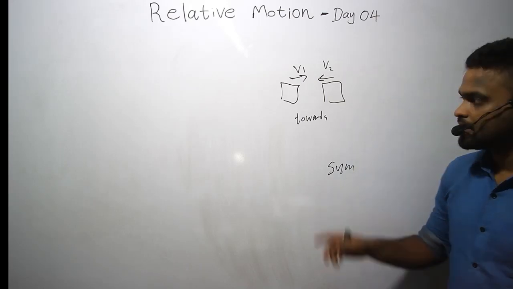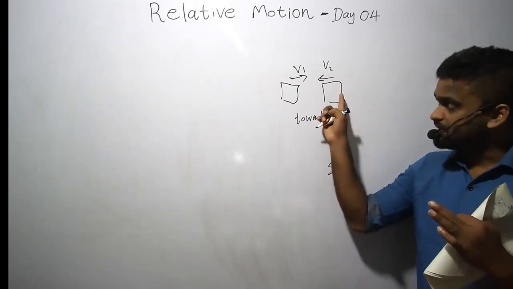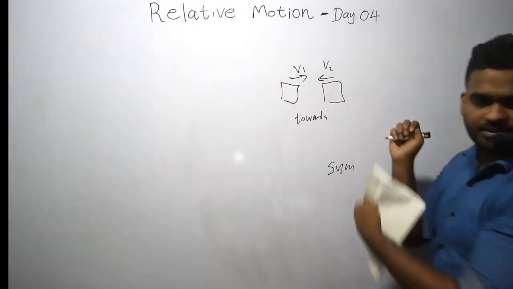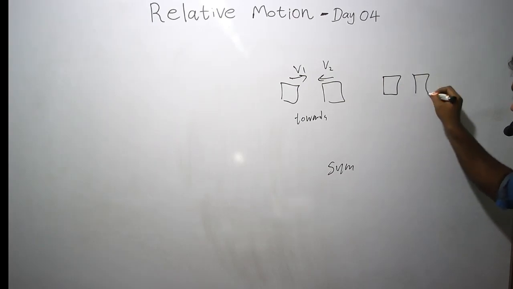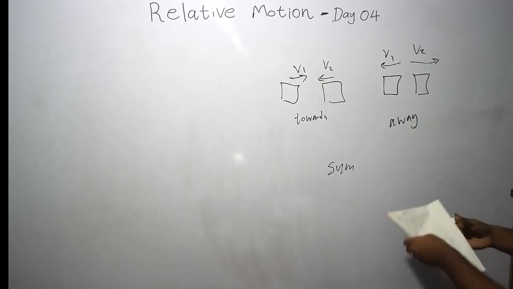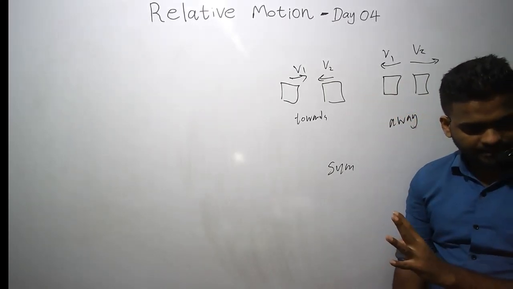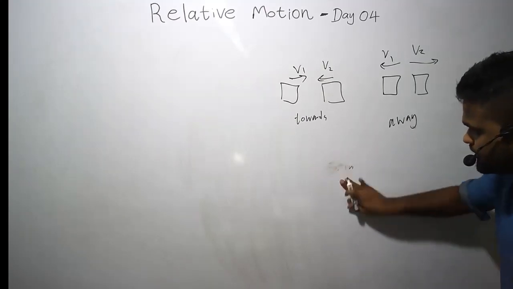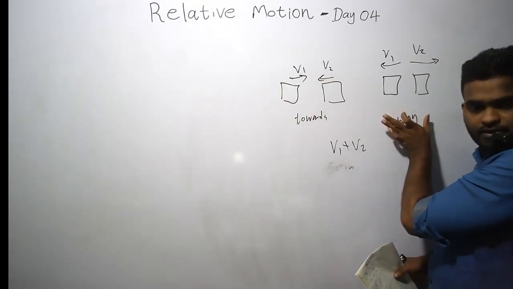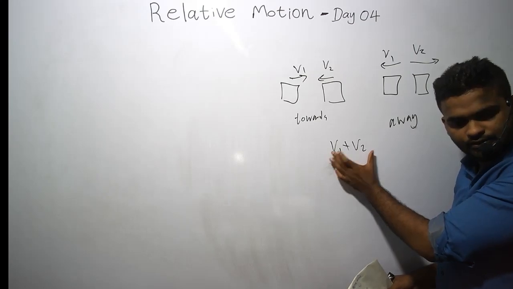Opposite direction means this one, right? Opposite means towards also is opposite. Let's say objects are moving like this. This is away. Away also is opposite directions, right? For both cases, you just have to add their velocities. For this one and for this one, in order to get the relative velocity, you need to add those velocities, v1 plus v2.